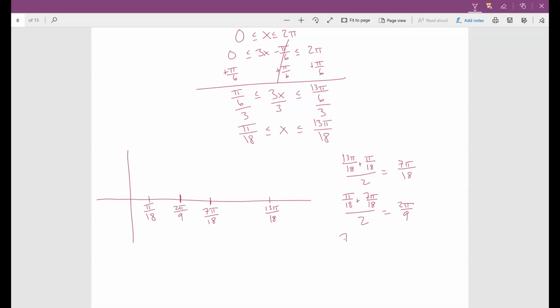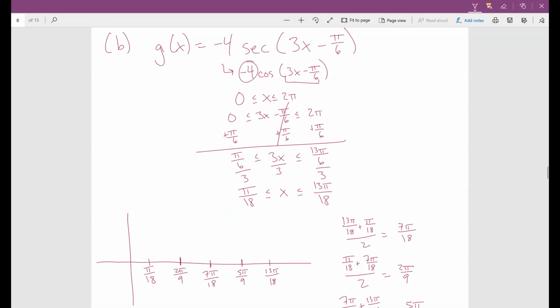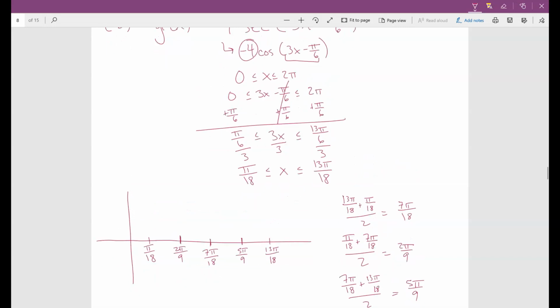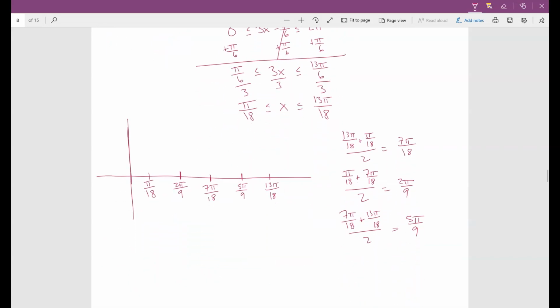And then we're going to do 7 pi over 18 plus 13 pi over 18 divided by 2, which is going to be this last one. That's going to give me 5 pi over 9. Okay, good. All right, and now all we've got to do is just look at the amplitude, which is going to be negative 4. So I'm going to multiply everything by 4, and I'm going to flip it.